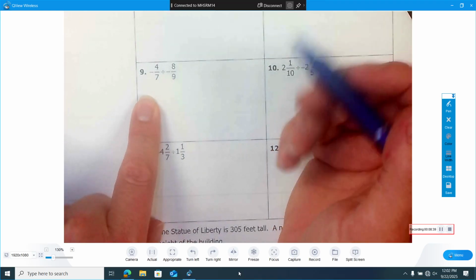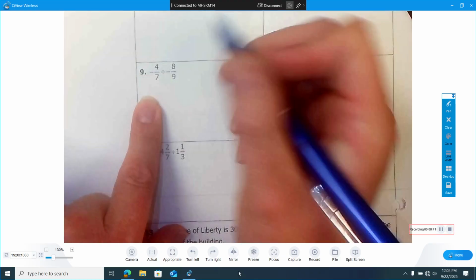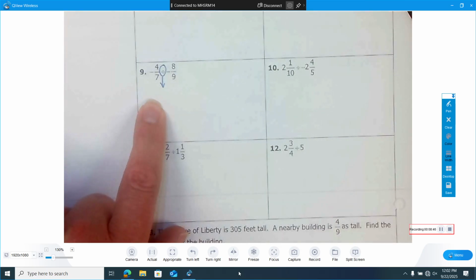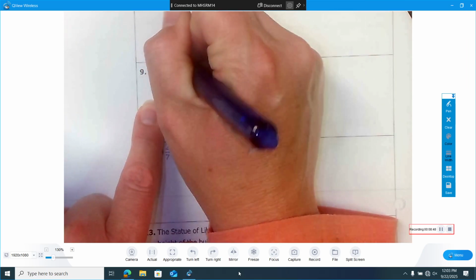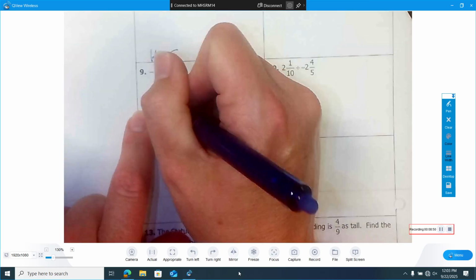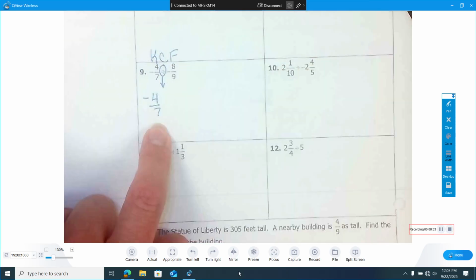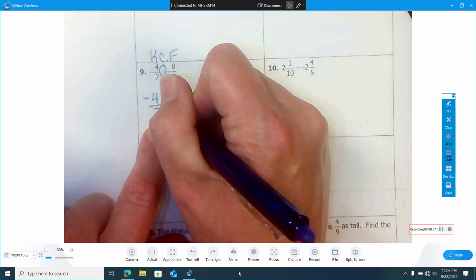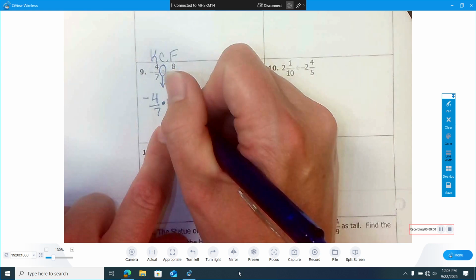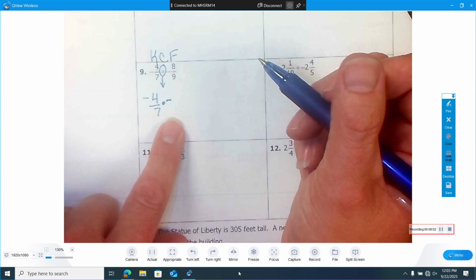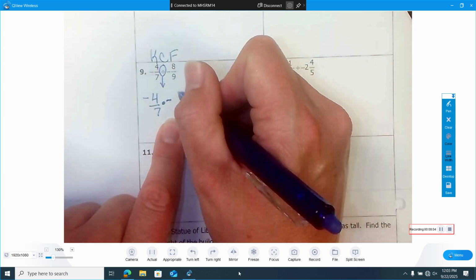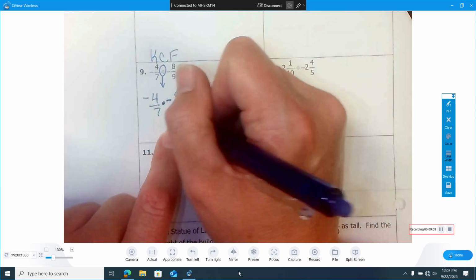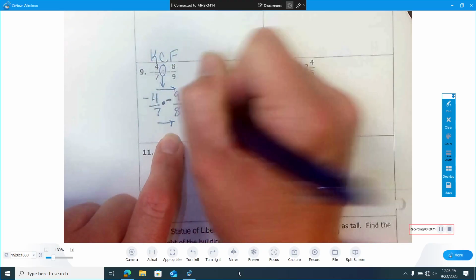Number 9. I see a division symbol. I don't like dividing by fractions, so we are going to keep, change, flip. Keep the first fraction, negative 4/7. Change to multiply, and flip the second fraction. It's going to flip and become negative 9/8. So keep, change, flip. And then we can multiply straight across.